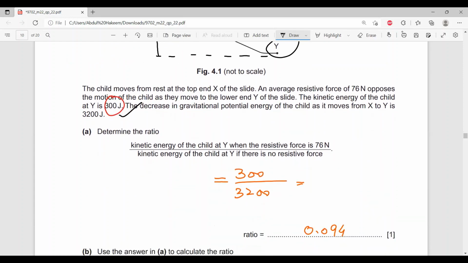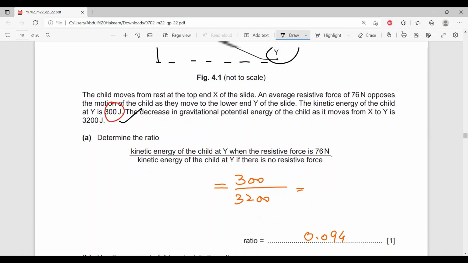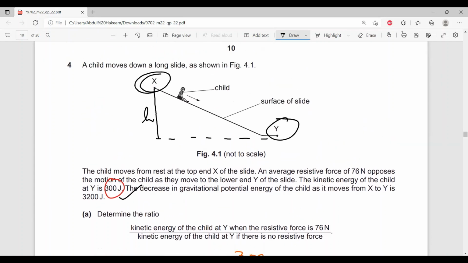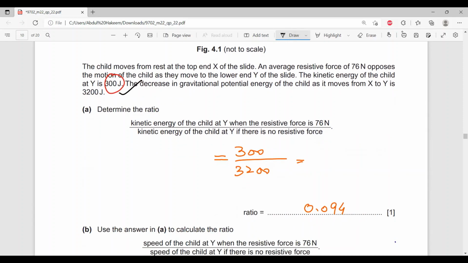And the kinetic energy of the child at Y, if there is no resistive force, then definitely if there is no loss of energy, the gravitational potential energy at X will be exactly equal to the kinetic energy at Y. So 3200. Due to loss of energy, this is the 300 at Y. But if there is no loss, the whole gravitational potential energy at X will be converted into the kinetic energy at Y. So 300 divided by 3200. After calculation, the answer will be 0.094.